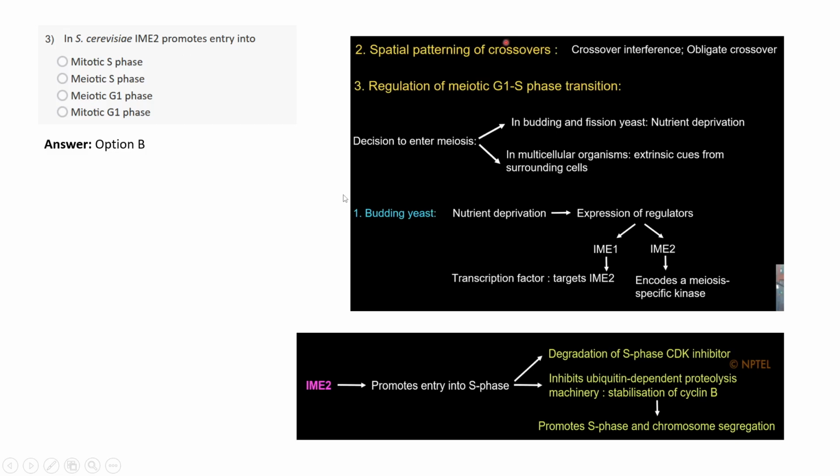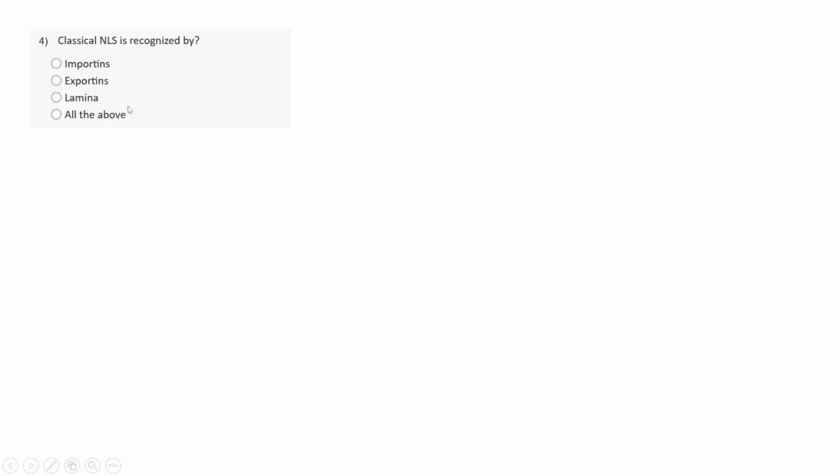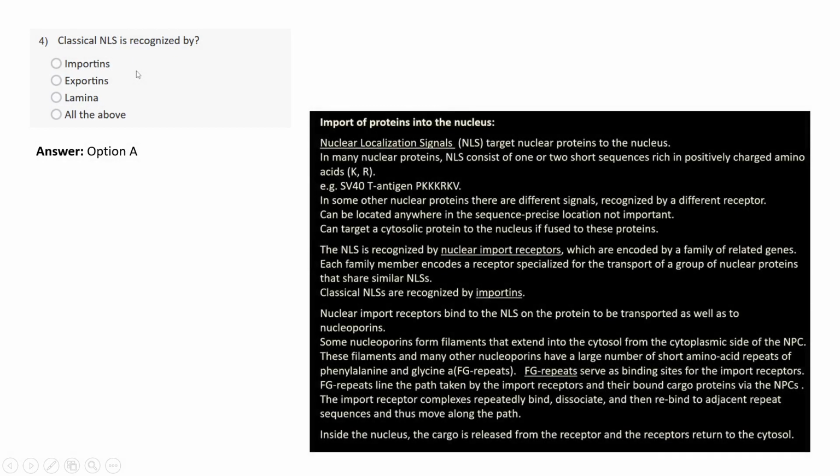IME2 is a meiosis-specific kinase and it promotes the entry into meiotic S phase. So option B is correct in this case. Fourth is classical analysis recognized by which protein? So the correct option in this is importin.